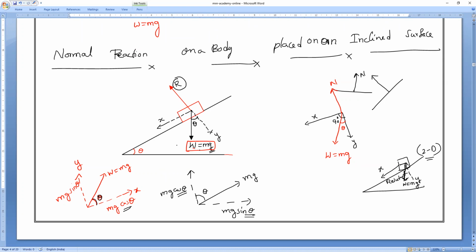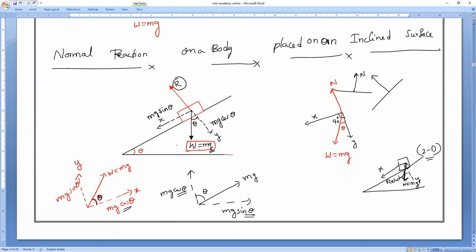Then here what will happen? Can anybody tell me what will come on the y-axis? Mg cos theta. And on the x-axis, mg sin theta. Now from this, can anybody tell me what is the force acting along the plane?